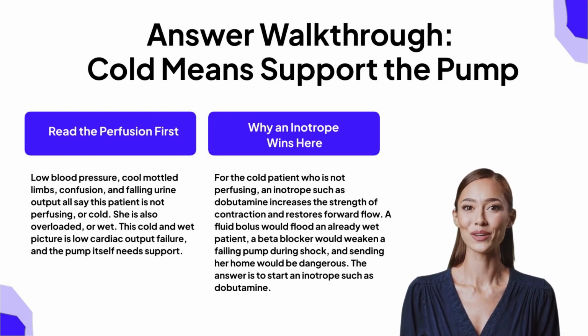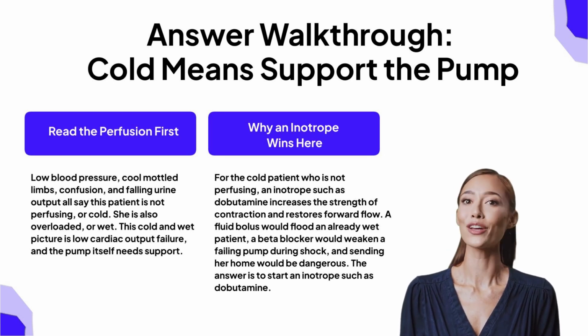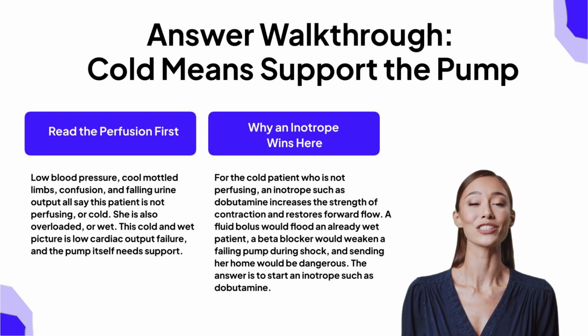A rapid fluid bolus would flood an already wet patient. Starting a beta blocker would weaken a failing pump in the middle of shock. Sending her home with a higher water pill dose would be dangerous in a patient this unstable. The correct answer is to start an inotrope such as dobutamine.